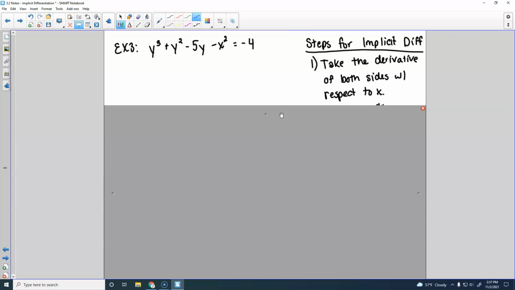All right, so we're going to start with implicitly defined equations this time. So the first two, I was just showing you how to take that derivative with respect to x. They weren't equations. So we got y to the third plus y squared minus 5y minus x squared equals -4.